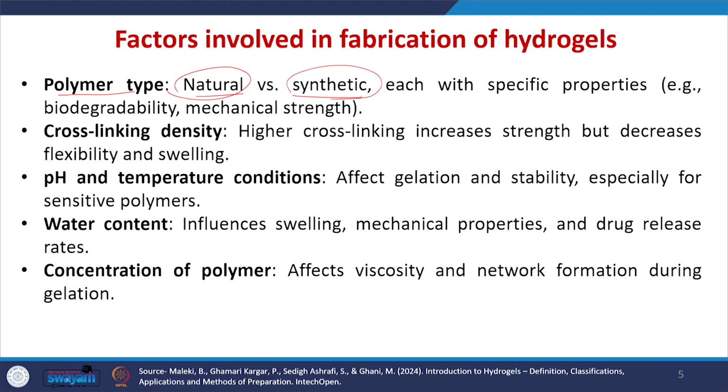And next one is the cross-linking density. If you have high cross-linking, it will increase the strength, but it will decrease the flexibility and swelling. The next one is pH and temperature. The pH and temperature affect the gelation and stability, mainly for the sensitive polymers, and the water content influences swelling and mechanical properties as well as the drug release rates. The final one is the concentration of polymer. It will affect the viscosity and network formation during the gelation. So we have to optimize all these parameters, and we have to understand all these factors before we fabricate our hydrogel. Let us see how we can classify these hydrogels.